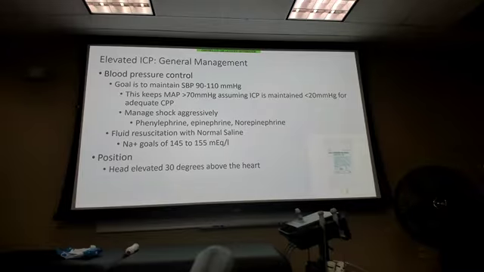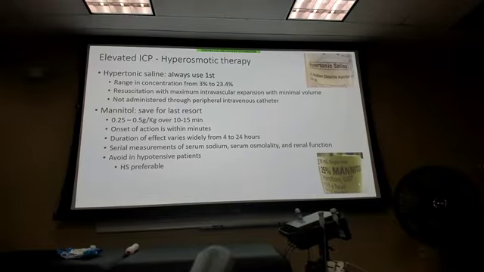And then positioning that head above 30 degrees, or 30 degrees above the heart, okay, will help, again, gravity trying to pull that fluid away from the head. Okay, hyperosmotic therapy. Hypertonic saline, we always use first. So these are not a maintenance fluid. These are acute adjustments, like they are having an acute spike in their ICP, acute change in their mental status, and we need to do something very, very quickly to decrease their ICP very, very rapidly.